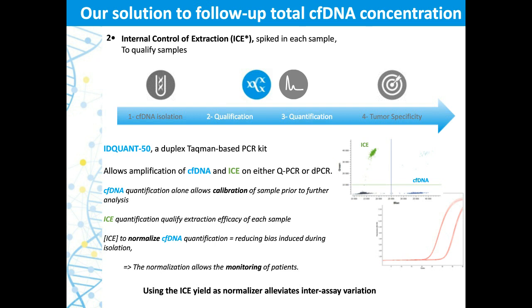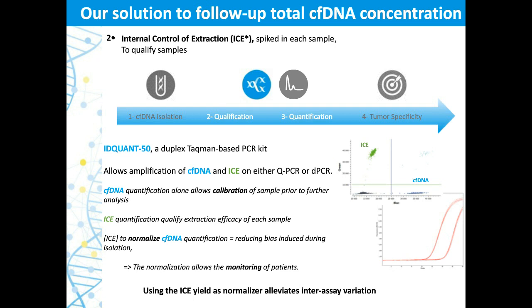The quantification of the cell-free DNA alone will allow you to calibrate your sample prior to further analysis. The quantification of the ICE will allow you to qualify your extractions and make sure that your extraction was performed well for each sample. And if you use the ICE to normalize your cell-free DNA quantification, this will allow you to reduce bias during the process of nucleic acid isolation. So you will be able to normalize your concentration of DNA and to monitor your patient over time.